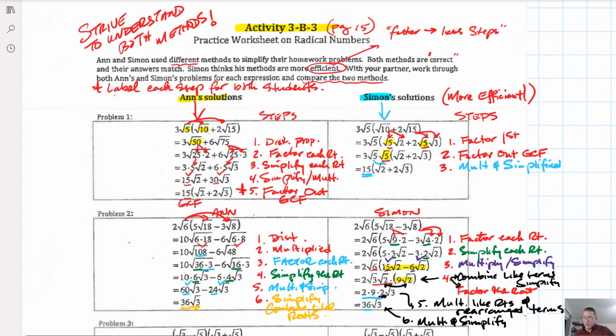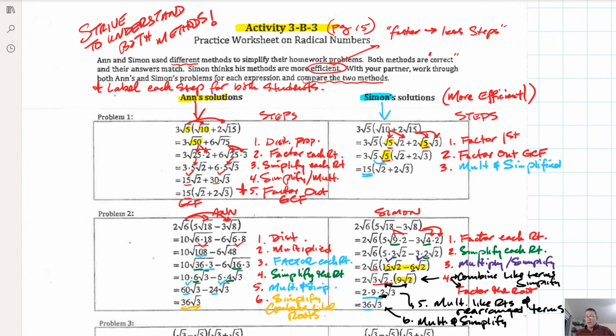Because you're going to be doing this on your own in a little bit, after this activity. This teaches you the different ways to respond to radicals, which are roots, in different ways. So are you going to be more like Anne, or more like Simon? You've got to make that decision.